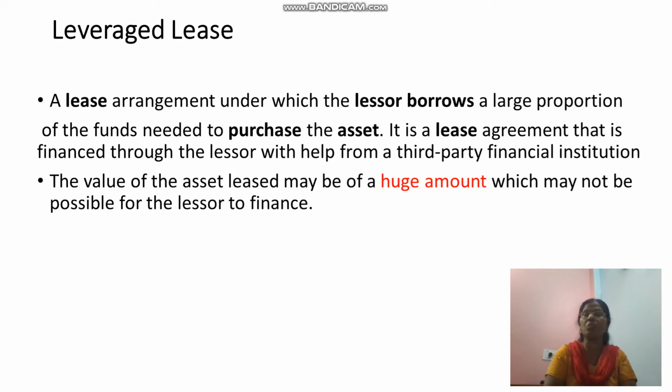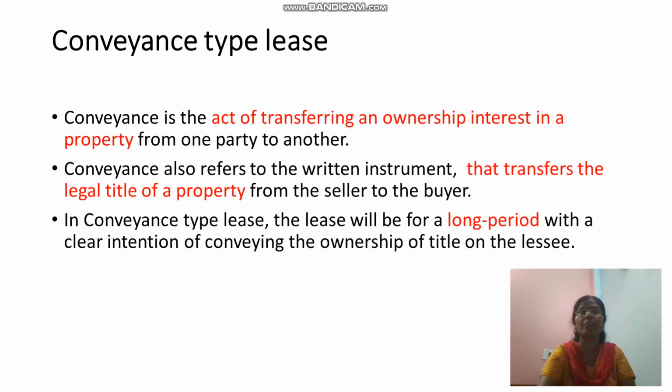So in that case, after making the payment, he will return the lease amount to whomever he is getting that amount from. The value of the asset leased may be of a huge amount, which may not be possible for the lessor to finance. So only in that case will he seek the support of the third party. But finally, he is responsible to make the payment to the third party.